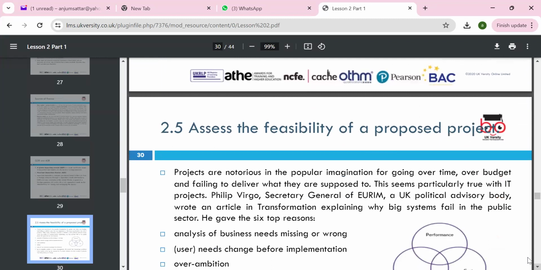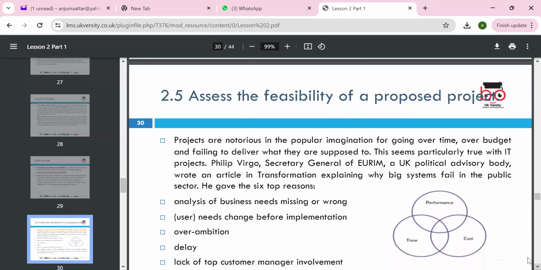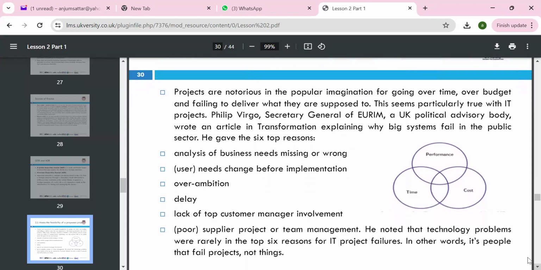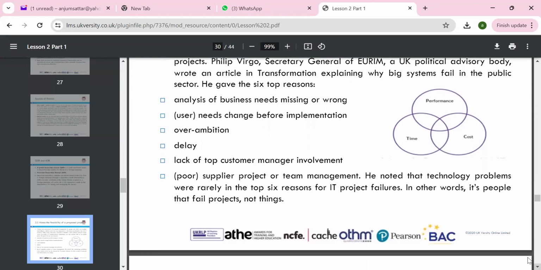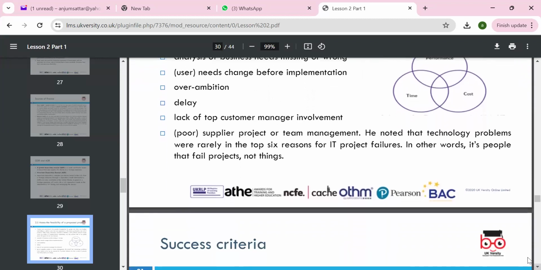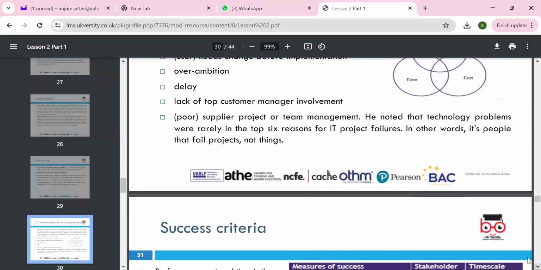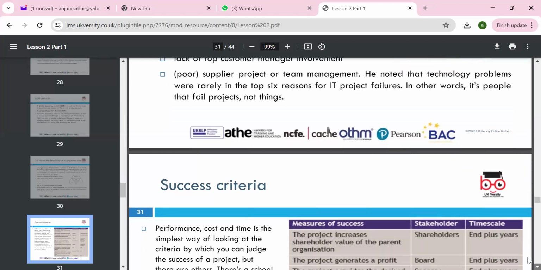Then we have 2.5, assess the feasibility of the proposed project. For feasibility, it is always good to think about whether it matches reality. Projects are notorious in the popular imagination for going over time and over budget and failing to deliver. We can look at various projects in the UK where quite huge losses happened as well. Causes include poor analysis of the business need, missing the change, implementation problems, over-ambition, delays, lack of staff, poor suppliers, and poor project team management.